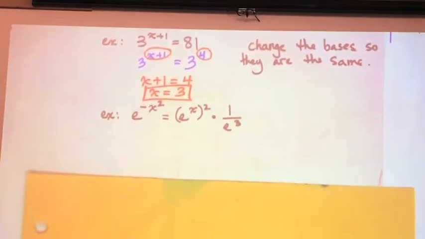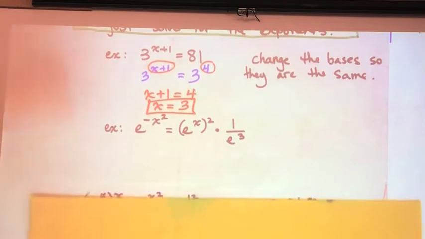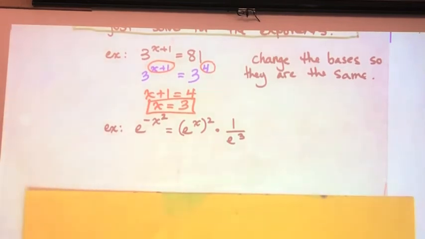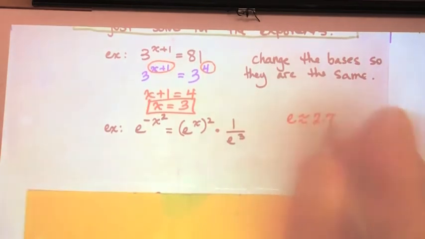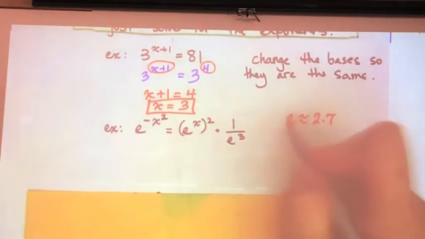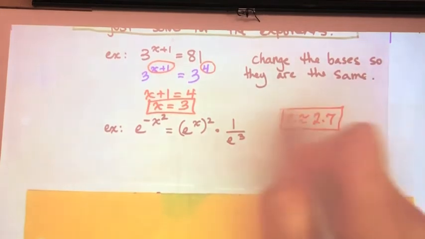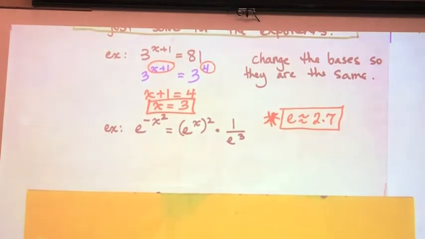Now, if you guys ever see the letter e, e is just a number, just like pi is, right? So e is approximately 2.7, I think. You could do it on your calculator. So it's just a number, just like pi. Okay? So let's take a look at this.